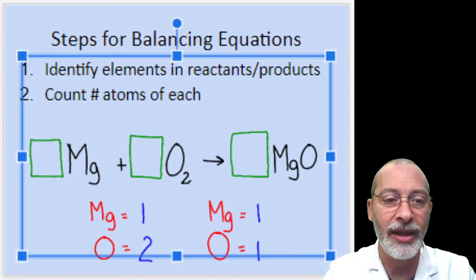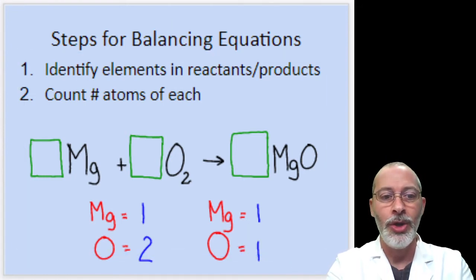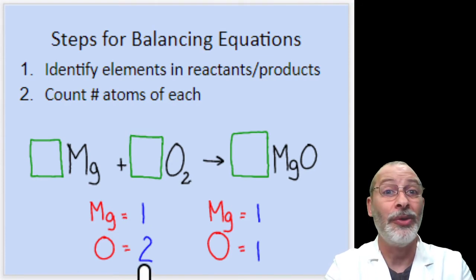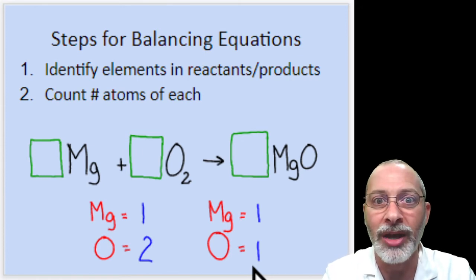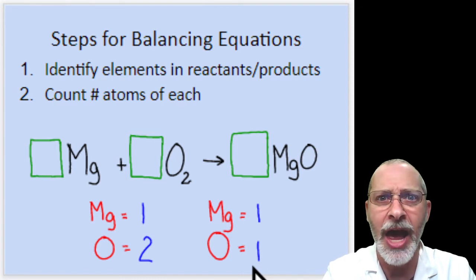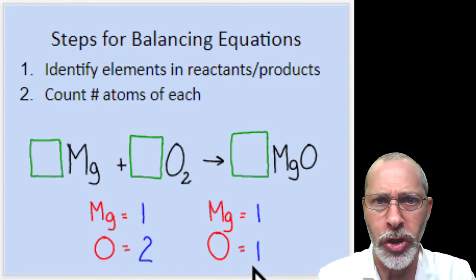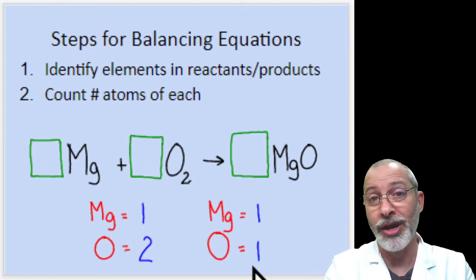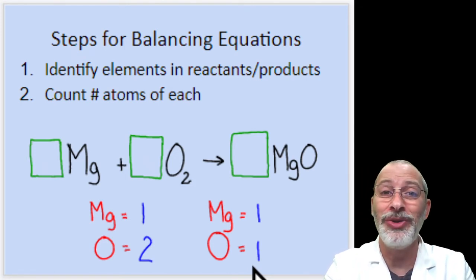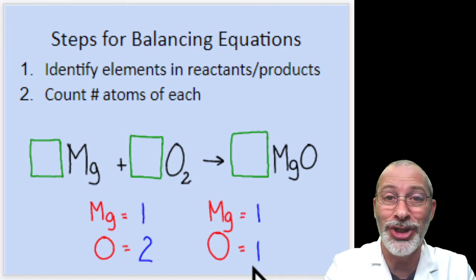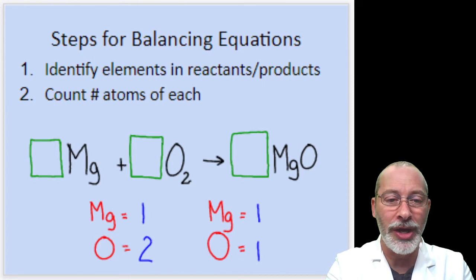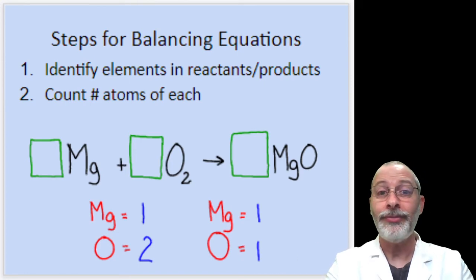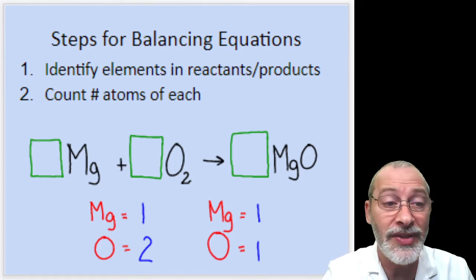Now let's look at the oxygens. We've got 2 oxygens in the reactant side and only 1 oxygen in the product side. Does this violate the law? Oh yeah. You lawbreaker, you. No, we can't be a lawbreaker in science. We have to find a way to rewrite this equation so that it is a true equation, not a false equation like the one here. So what do we do? We go to the next step.